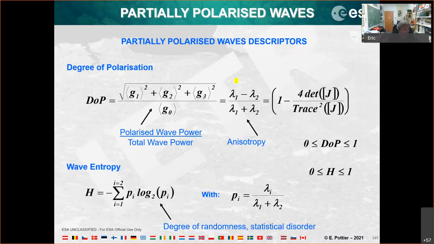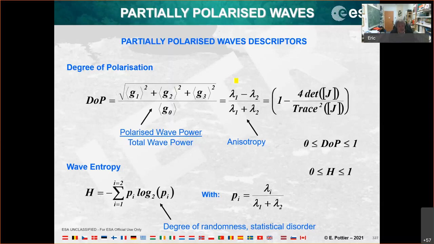I can also introduce the entropy. Remember, it was constructed from the three eigenvalues of the coherency matrix. Here I have only two eigenvalues, but I can also construct the wave entropy. What will be the information provided by this entropy? Not the number of scattering mechanisms, because you have seen that I have lost one channel, so I don't speak anymore about scattering mechanisms. I can speak only about the wave. This entropy will provide the degree of randomness of the polarization of the wave.